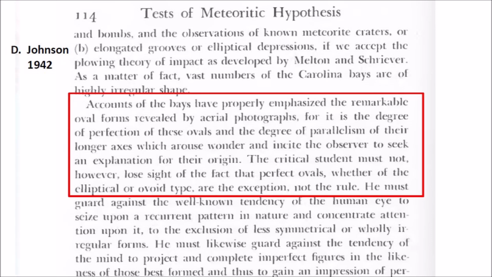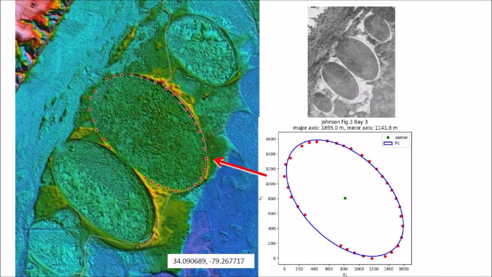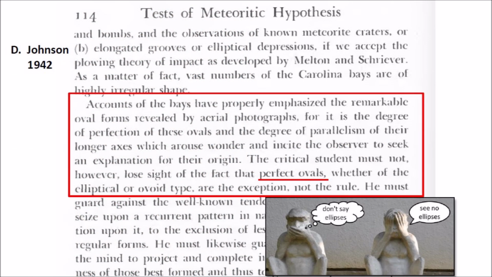End quote. The Carolina Bays in Johnson's book can be fitted with ellipses by taking sample points along the rims of the base of his figure number 3. A least squares fit shows that the perimeter is mathematically elliptical. It is evident that Johnson did not want to characterize the Carolina Bays as ellipses, which have a precise mathematical definition. Instead, he referred to them as being oval, which is an arbitrary egg shape. Professor Johnson's description deserves 2 monkeys.